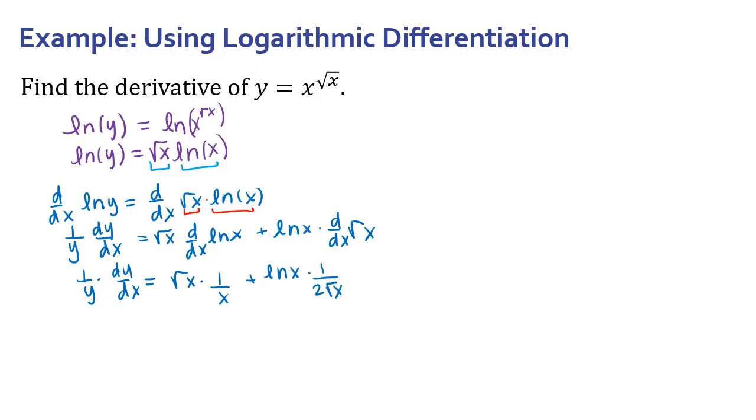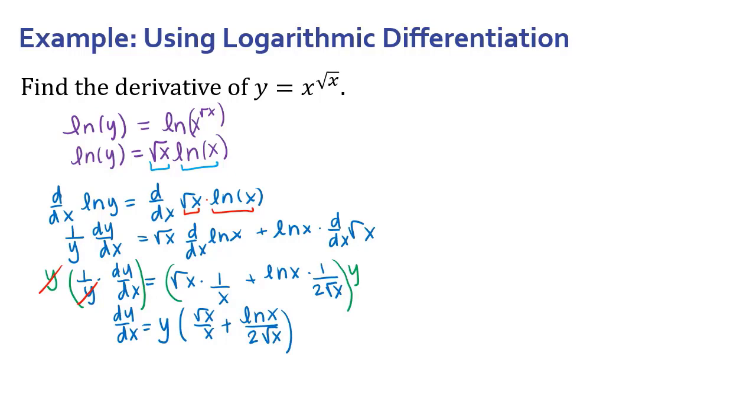Okay, so now that I have this all down like this, my whole goal is to solve for dy dx. So what I need to do is get rid of that y. So to get rid of that, we're going to multiply both sides by y. That's going to cancel that out, and we're left with dy dx on the left. And then on the right, we have y times the quantity square root of x over x plus the natural log of x over 2 root x.